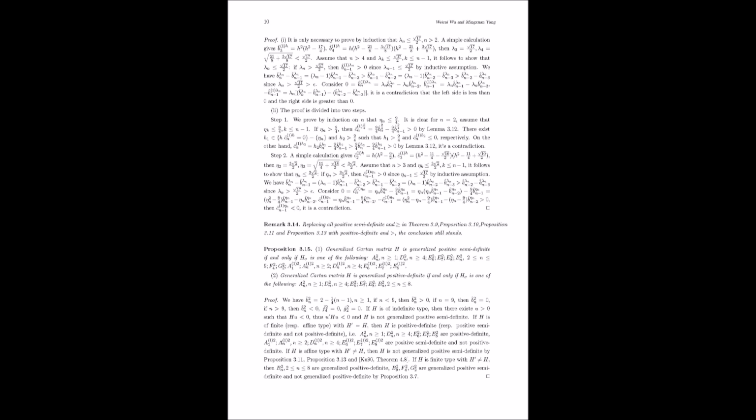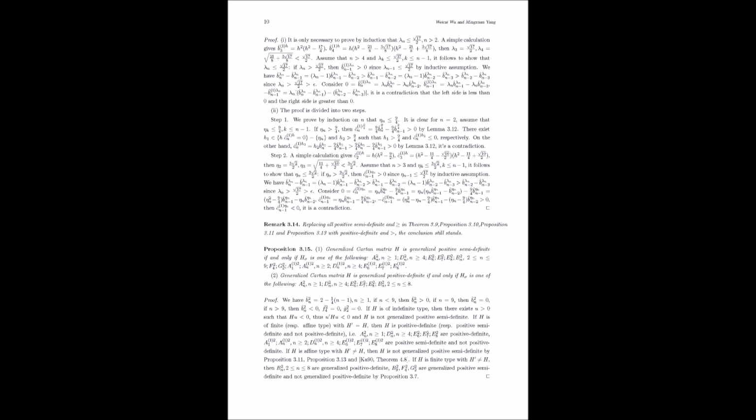It does. It says that a generalized Cartan matrix is generalized positive definite if and only if it's one of the following types: A2n, D2n, E26, E27, E28, and B2n for n between 2 and 8. So notice B29 is excluded from this list. Oh, okay. So it's a little bit more exclusive there. Exactly. And so with that, proposition 3.15 really elegantly ties everything together.